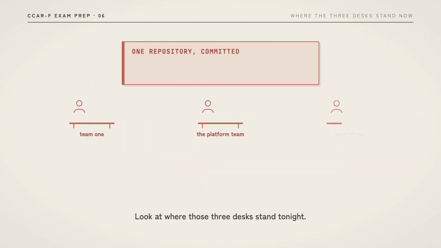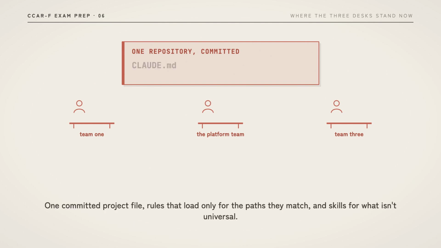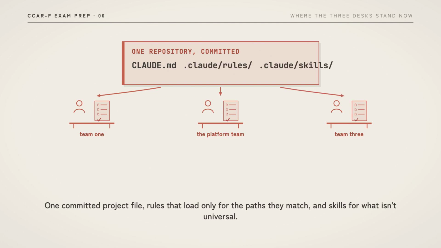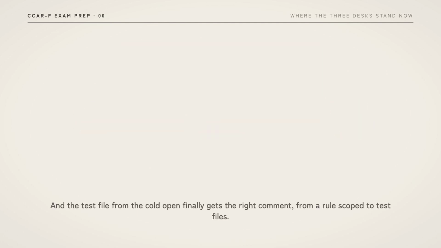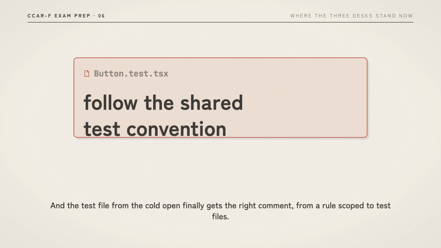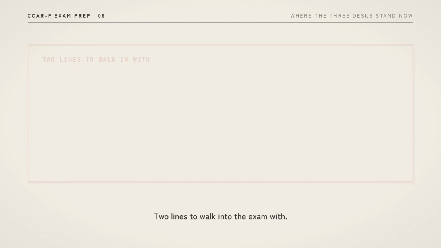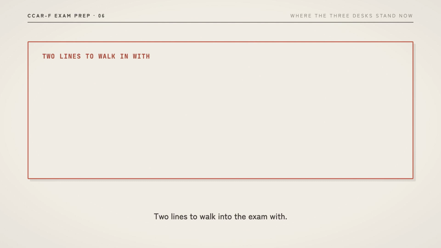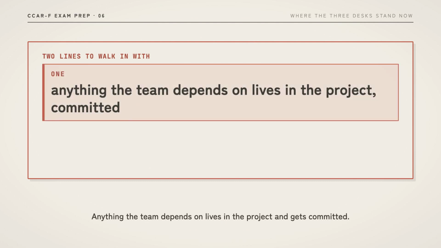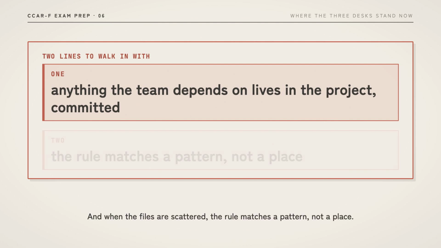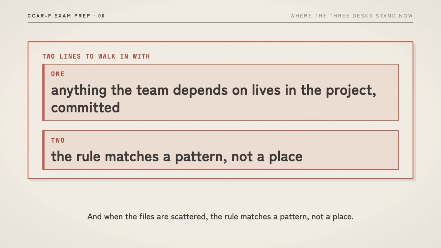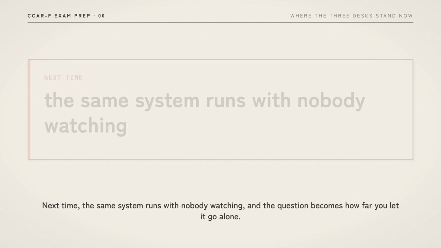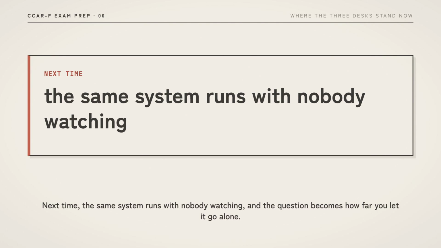Look at where those three desks stand tonight. One committed project file, rules that load only for the paths they match, and skills for what isn't universal. And the test file from the cold open finally gets the right comment, from a rule scoped to test files. Two lines to walk into the exam with. Anything the team depends on lives in the project and gets committed. And when the files are scattered, the rule matches a pattern, not a place. Next time, the same system runs with nobody watching, and the question becomes how far you let it go alone.